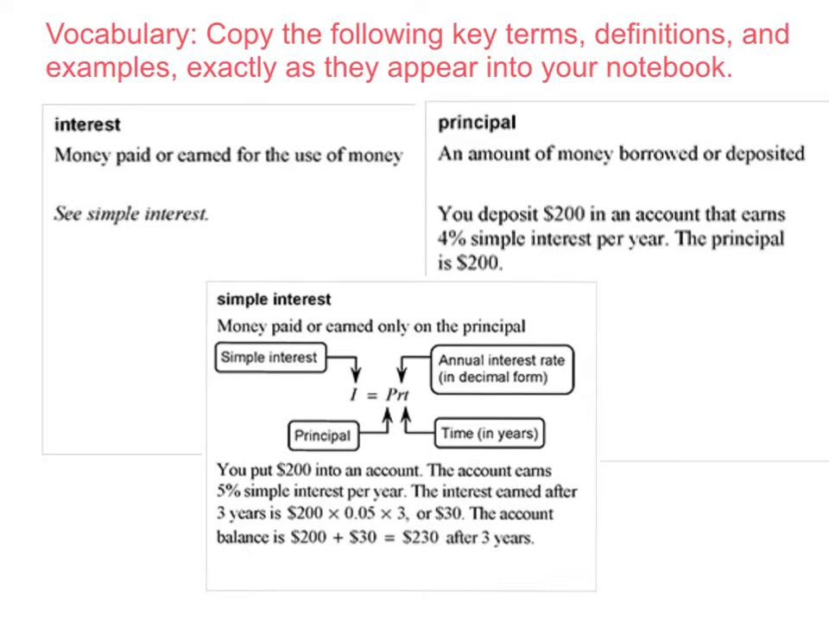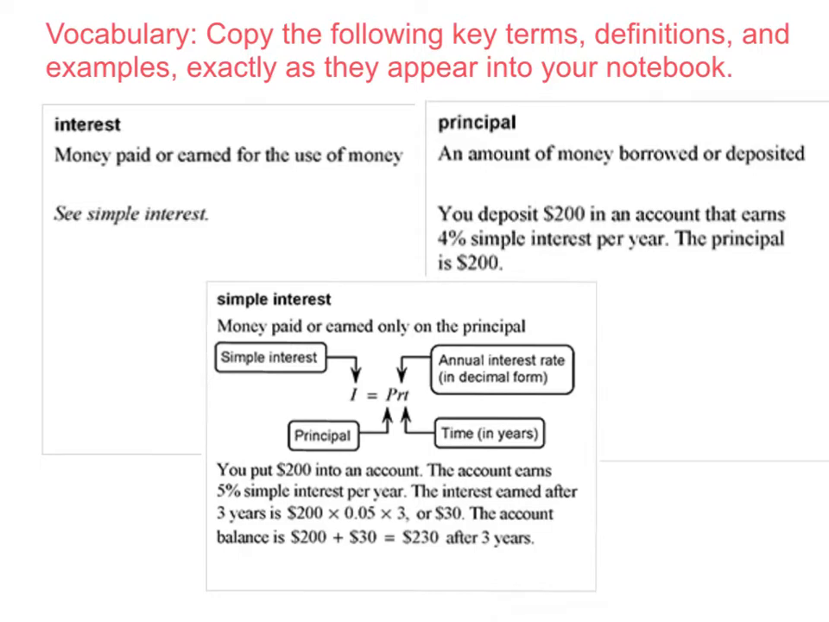Interest is money paid or earned for the use of money. Principal is an amount of money borrowed or deposited. Be sure to copy this definition and also be sure to copy the example that goes with it. Simple interest is money paid or earned only on the principal.